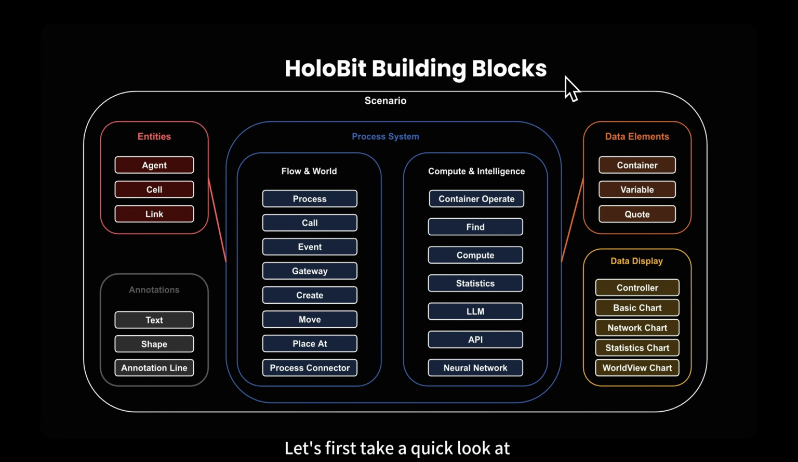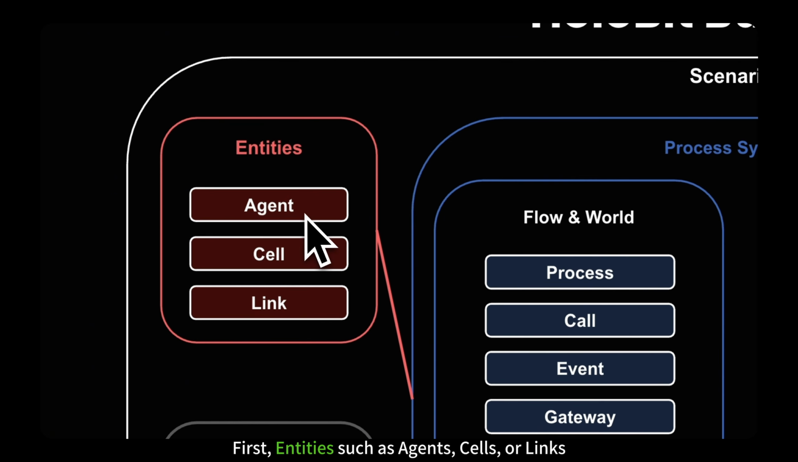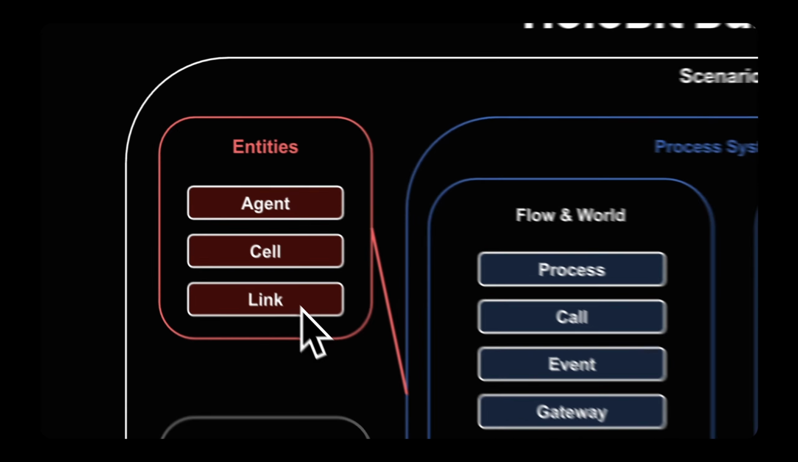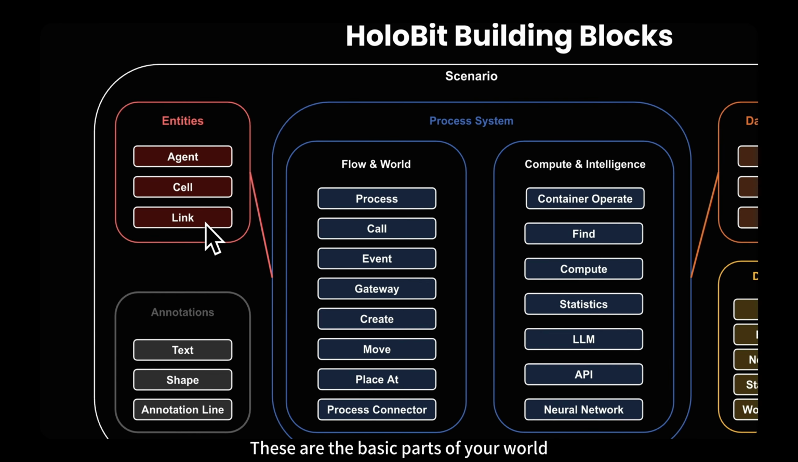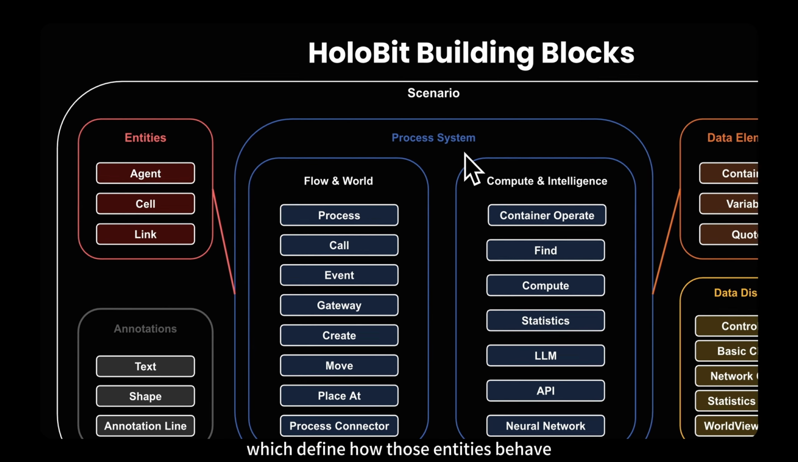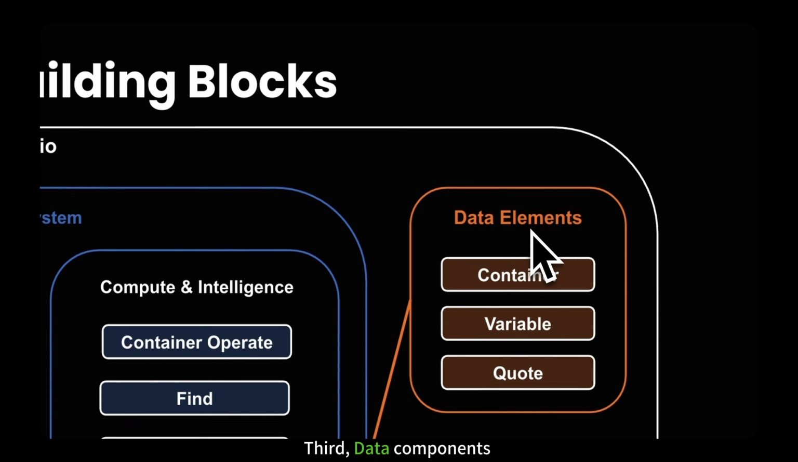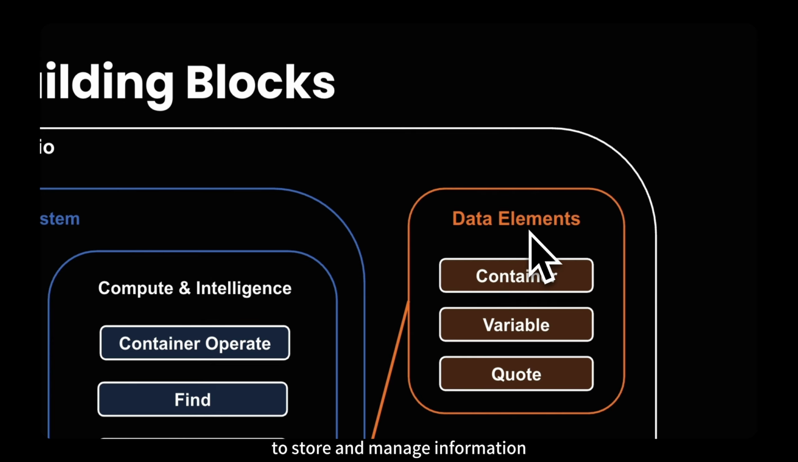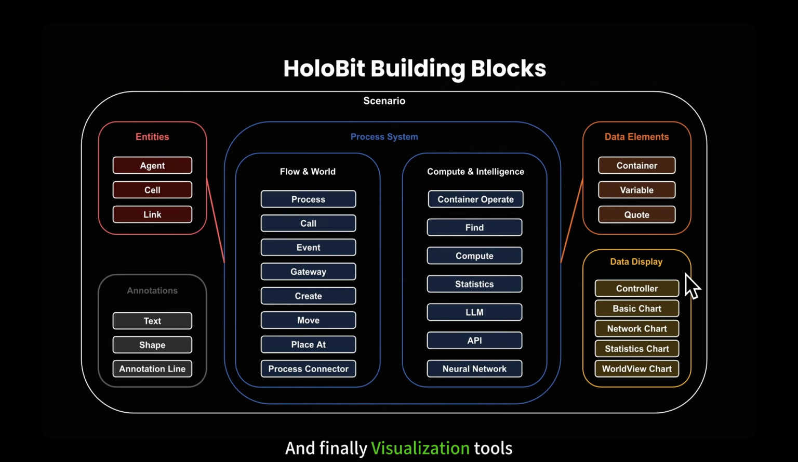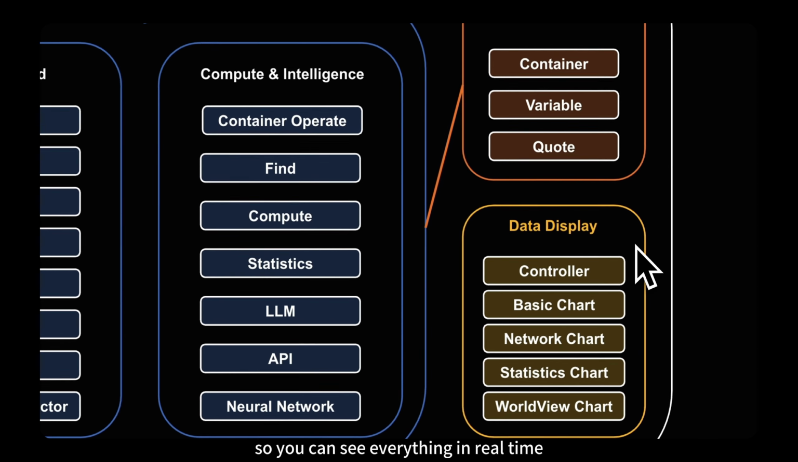Let's first take a quick look at HoloBit's main building blocks. First, entities such as agents, cells, or links. These are the basic parts of your world. Second, processes, which define how those entities behave. Third, data components to store and manage information. And finally, visualization tools, so you can see everything in real time.